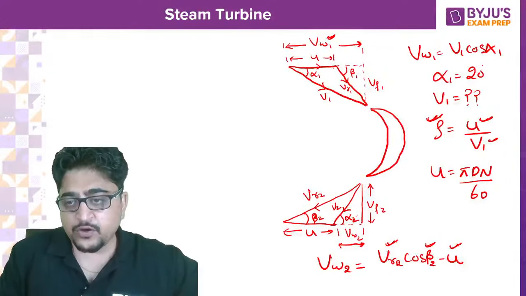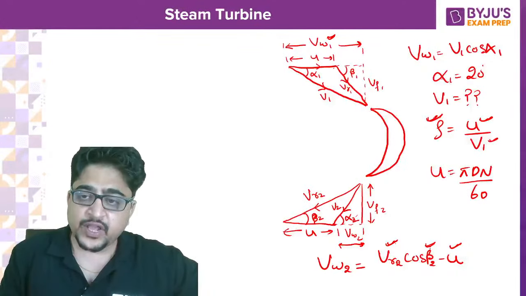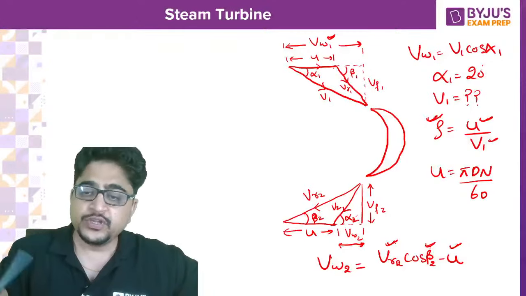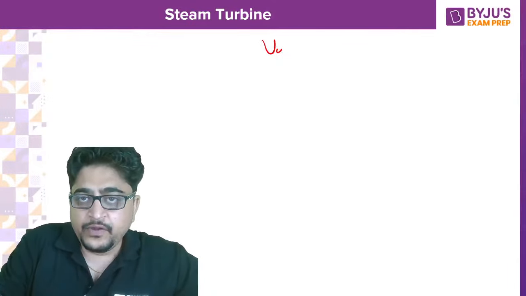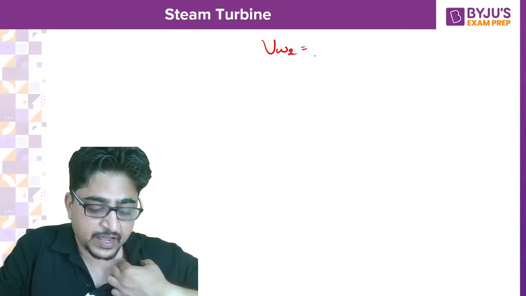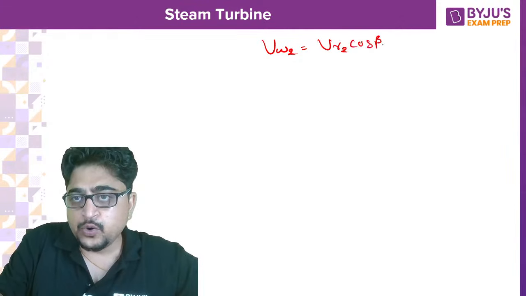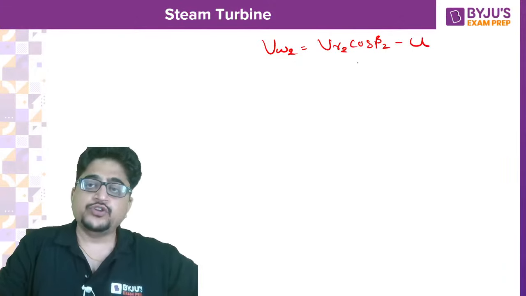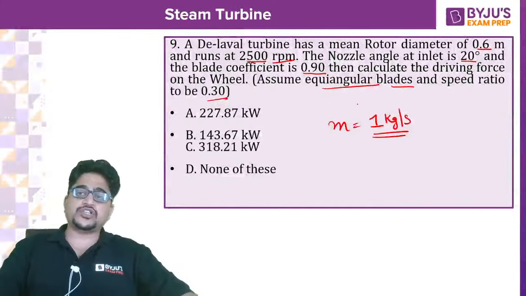I don't know the value of VR2. I don't know the value of beta 2. Calculate the value of VR2, calculate the value of beta 2. U is already there. So what is VW2? VW2 is equal to VR2 cos beta 2 minus U, where VR2 by VR1 is K. You already know it, as it is given in the question.